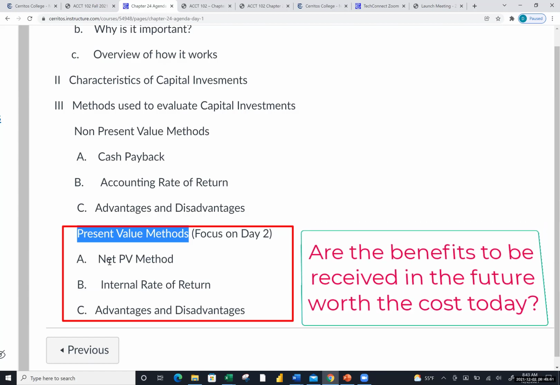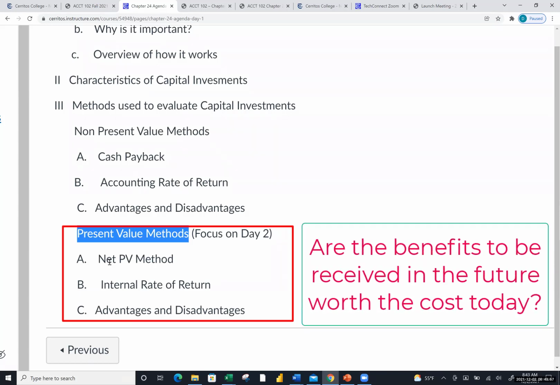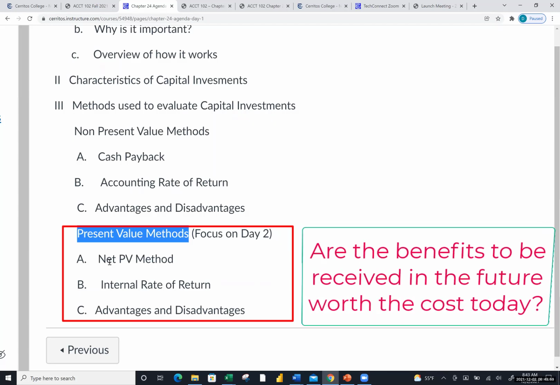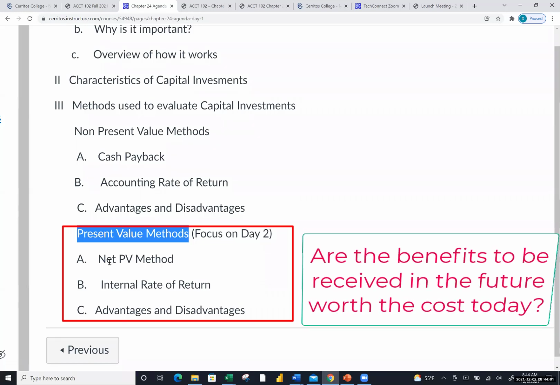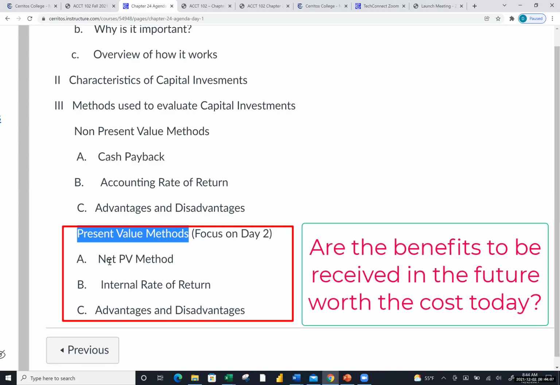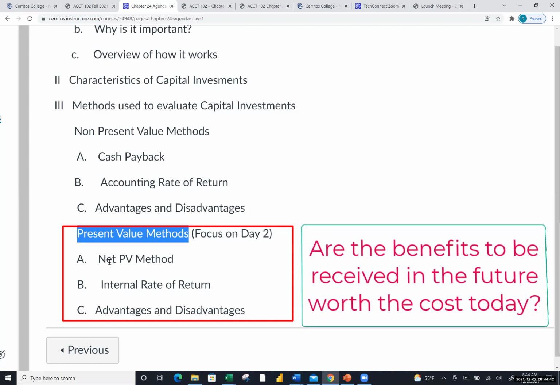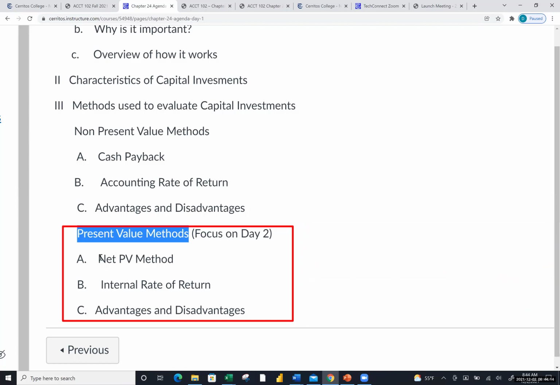And if you think about it, that's kind of what retirement planning is all about. That's why I said that this chapter has great relevance to those of us that may be considering good investments for retirement, because retirement planning is all about, is the benefit I'm going to be receiving in the future in my retirement worth the money that I'm going to put into it in today's dollars? And that's what this net present value method will try and answer.